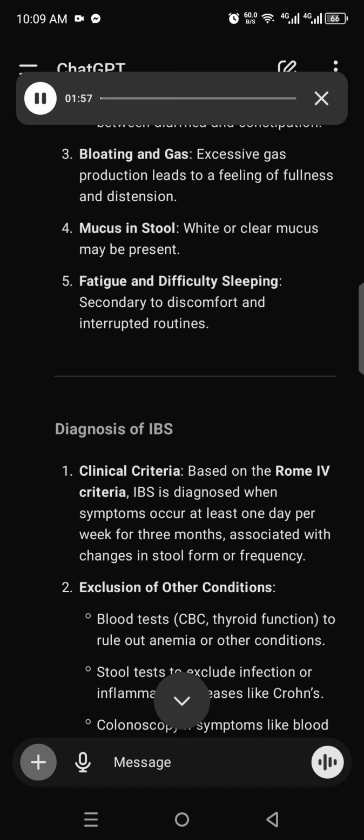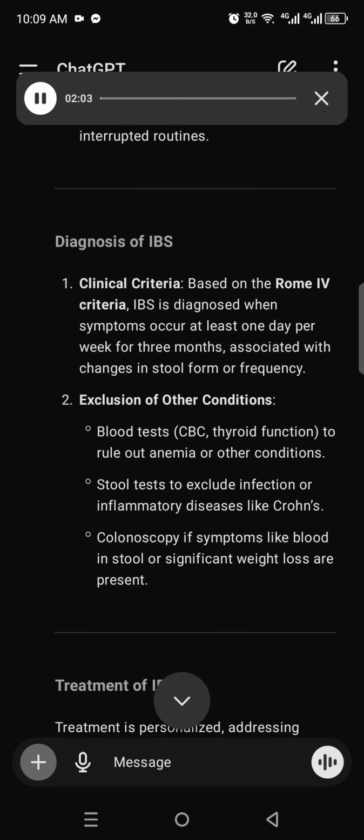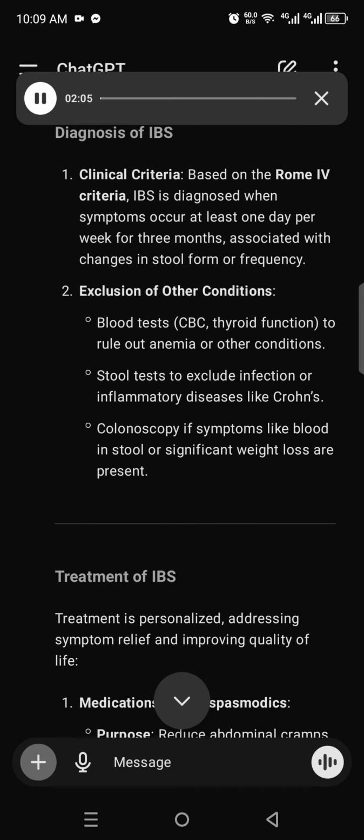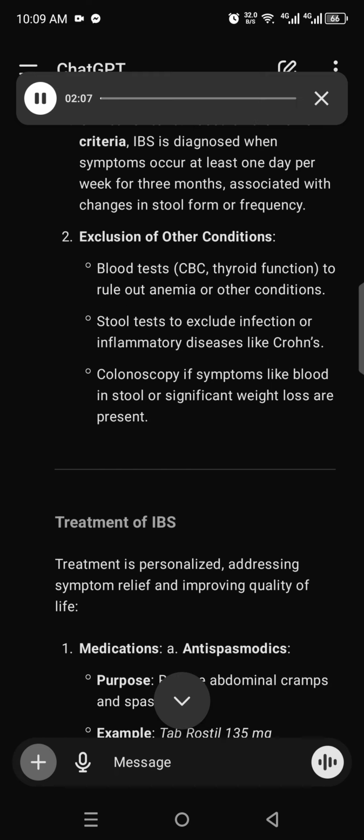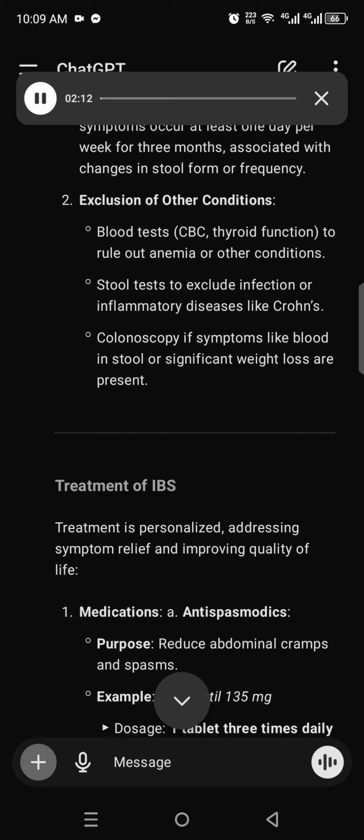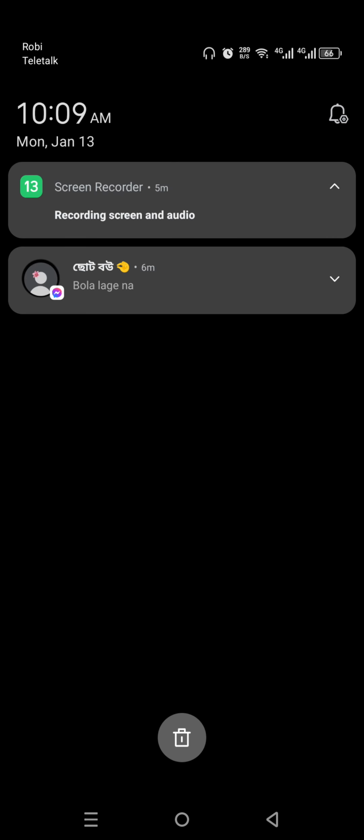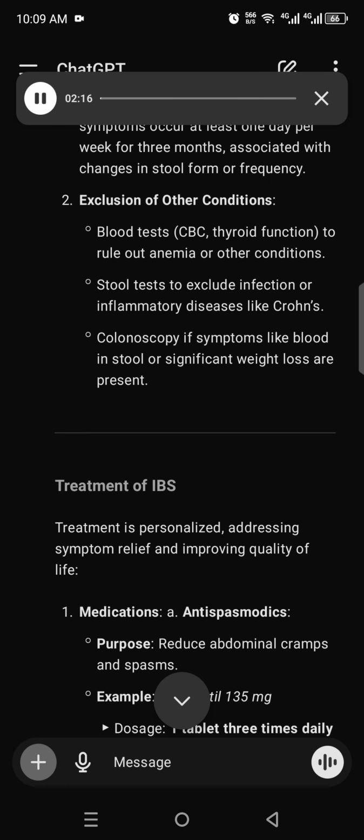Diagnosis of IBS. 1. Clinical criteria. Rome 4 criteria: IBS is diagnosed when symptoms occur at least 1 day per week for 3 months, associated with changes in stool form or frequency. 2. Exclusion of other conditions. Blood tests, CBC and thyroid function, to rule out anemia or other conditions. Stool tests to exclude infection or inflammatory diseases like Crohn's.